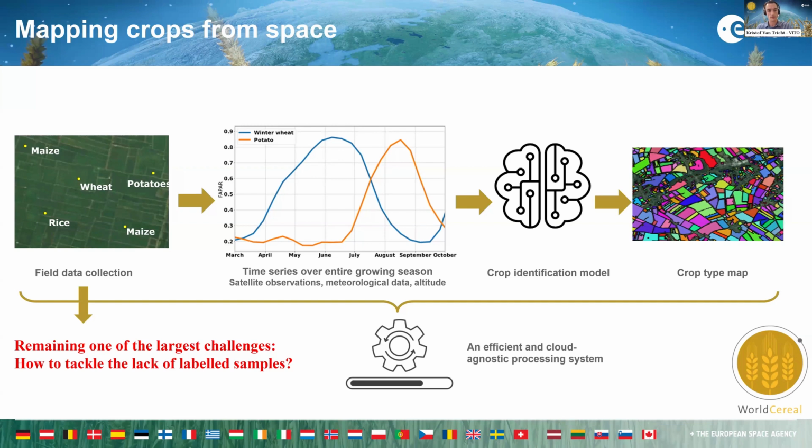The problem is that at the start, that very first part usually still remains one of the largest challenges. We still lack a great amount of labeled samples on crop type data. And because we don't have enough training data, it keeps being a challenge which drives the community forward to learn how to tackle this to produce crop type algorithms that actually work.